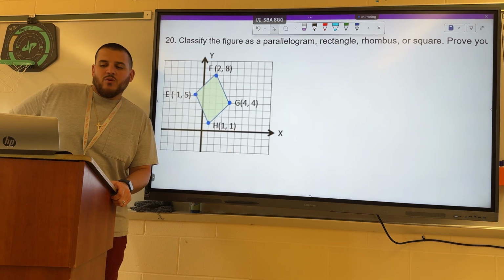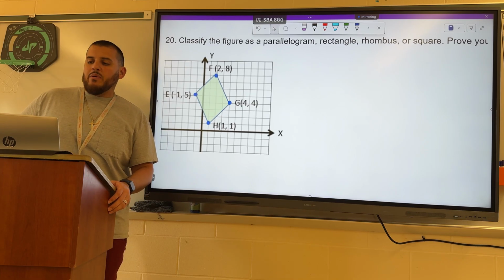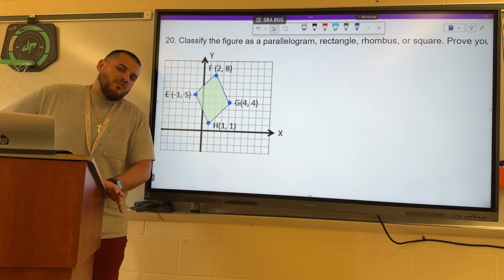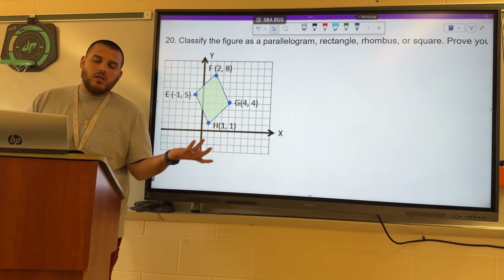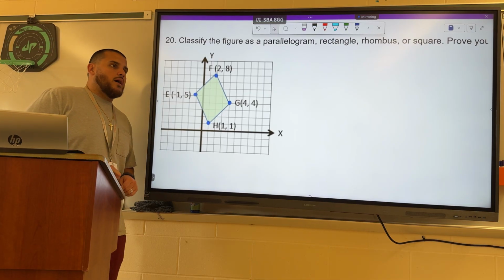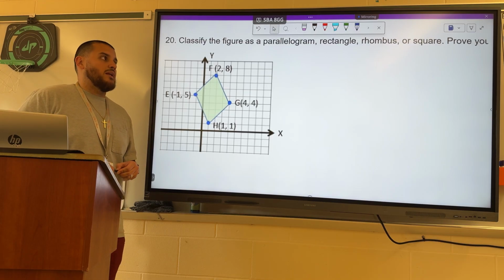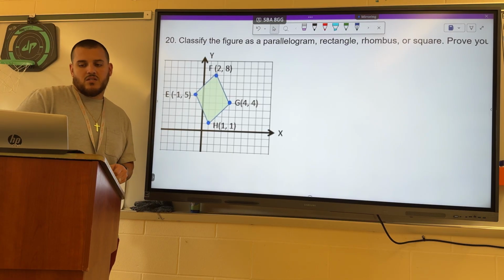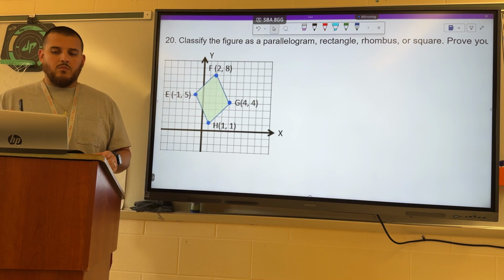In our last example here, we have to classify this figure as either a parallelogram, rectangle, rhombus, or square. We're not giving you the option of any quadrilateral here. It's got to be a special type of parallelogram or just a regular parallelogram, which means that we don't have to do a ton of work. If it just said classify the quadrilateral, then we'd have to prove specifically it's one of these and not any other type of four-sided shape. But giving us just these options, we don't have to do much.